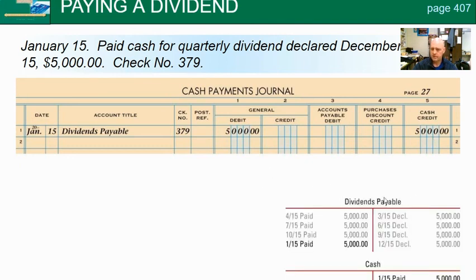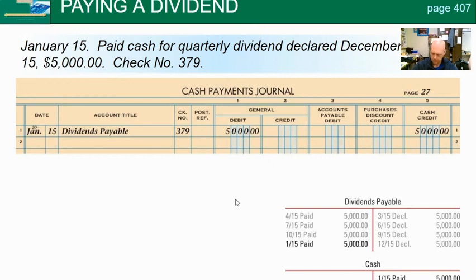So here is an example, T account, old school. Looks like we've been declaring them over here, dividends on the credit side, and we've been paying them, usually about a month later. Well, here we declared this old one. Now we're paying it January 15th. Here's our cash credit, January 15th.